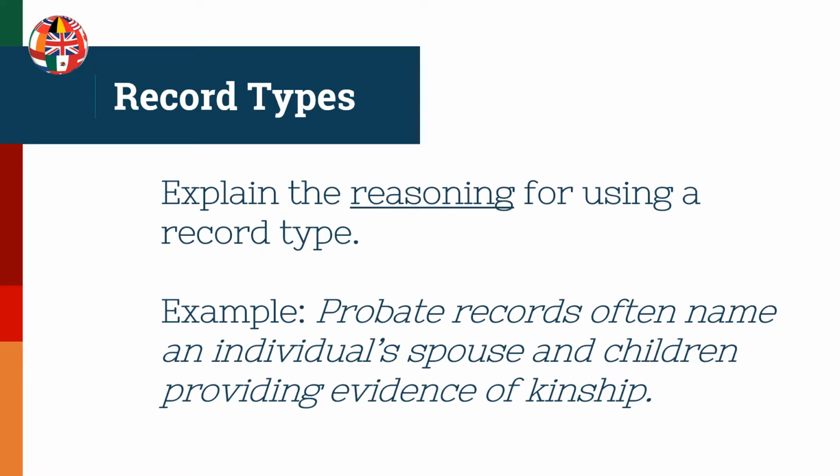As you're discussing different record types, make sure that you explain the reasoning for using a record type. For example, probate records often name an individual spouse and children, providing evidence of kinship. If you are producing a report for a client project, you will want the client to understand why you took the time to search a certain record collection.